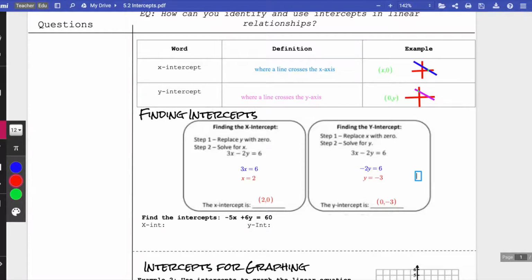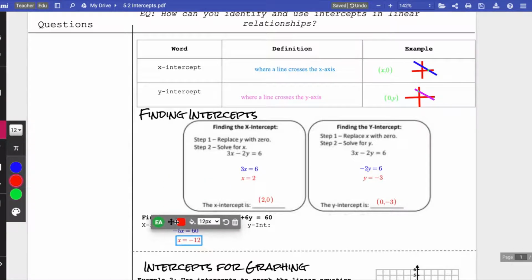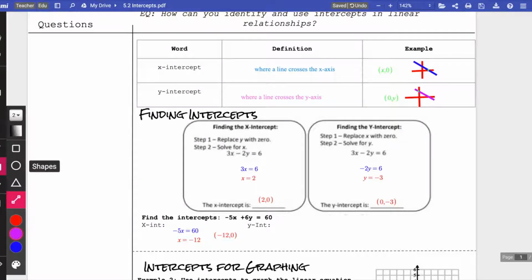So what you should have done is you should have started out with negative 5x equals 60. Divide by negative 5. x is equal to negative 12. That means my solution is going to be the point negative 12, 0. That's my x-intercept. So hopefully that's what you got. If you didn't, try to see where you maybe went wrong. I'm going to box it out because that's actually the answer, remember.